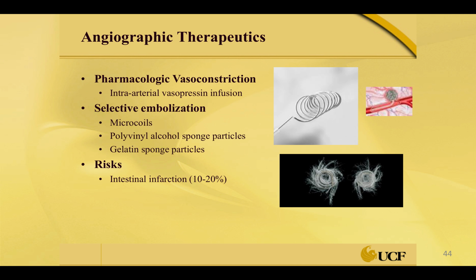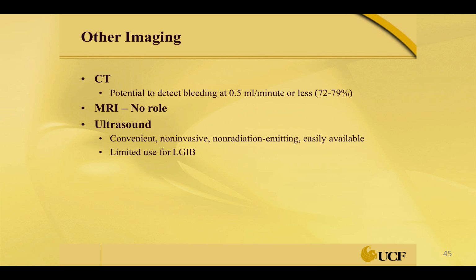Some of the therapeutics associated with the angiographic method are pharmacologic vasoconstriction, which is intra-arterial vasopressin infusion, and selective embolization, deploying microcoils, or polyvinyl alcohol sponge particles that act as a vesicant, or gelatin sponge particles to create little clots. However, there's a high chance, from 10 to 20%, of intestinal infarction with this angiographic therapeutics.